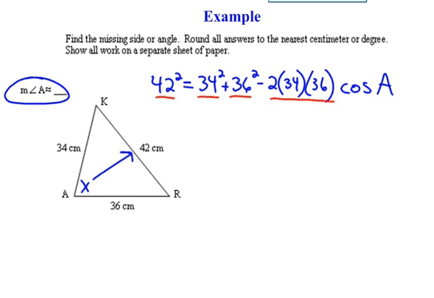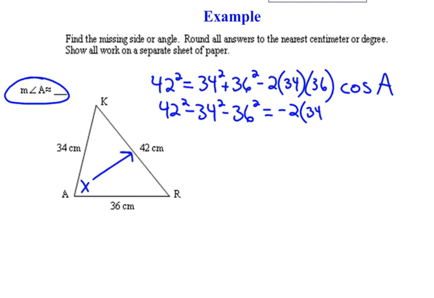I'm going to keep it all as it is, and I'm going to solve for the cosine of A. And here's how I'm going to do it. I'm going to subtract 34 squared to the other side. I'm going to subtract 36 squared to the other side. So let's do that. We'd have 42 squared minus 34 squared minus 36 squared equals negative 2 times 34 times 36 times the cosine of angle A.